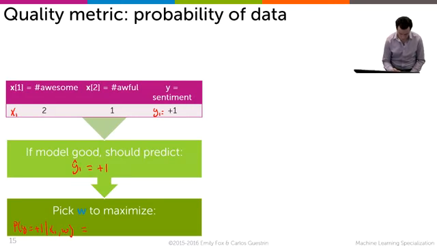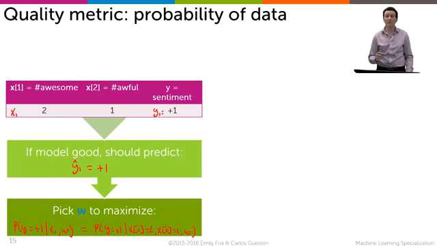In other words, we want to make the probability that y is equal to +1 when x1, number of awesomes, is 2, and x2, number of awfuls, is 1, for the parameter W, as big as possible. But that was for a positive example. We want to make the probability that y equals +1 as big as possible.